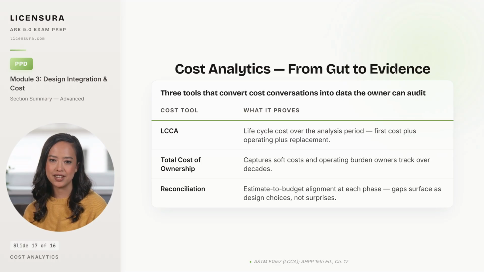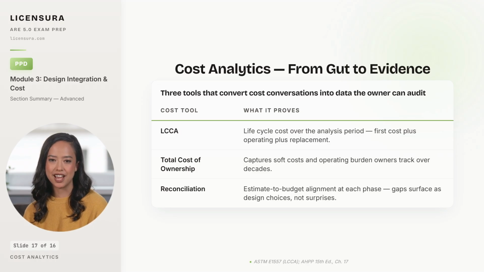And reconciliation is the rhythm that keeps cost honest at each phase. The estimator updates the projected number against the budget. Gaps surface as design choices the team can address with intention, and the project avoids the bid day surprise that derails programs and schedules.